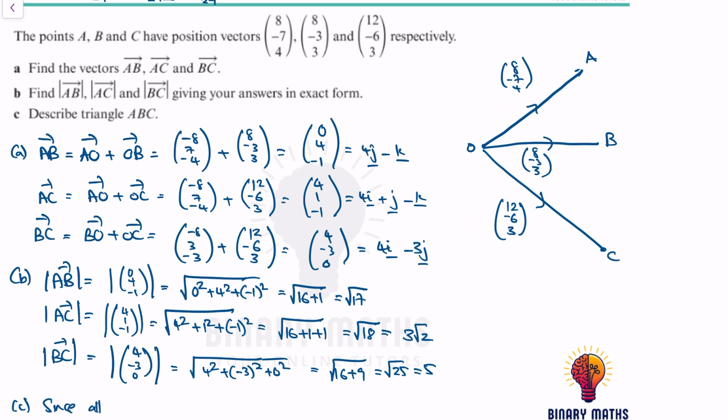Since all sides are of different lengths, the triangle ABC is scalene.